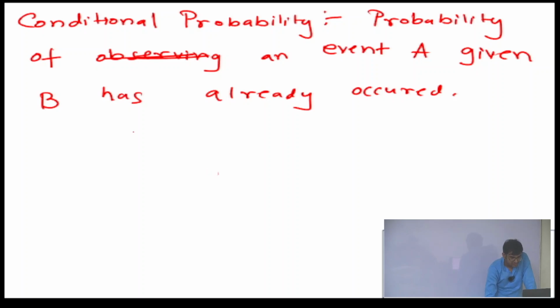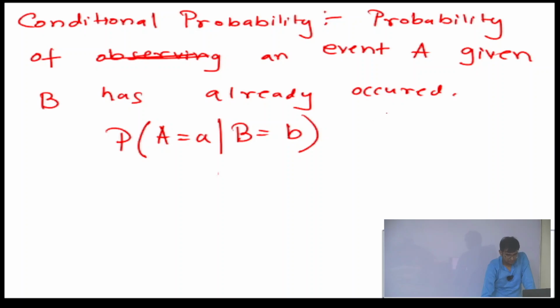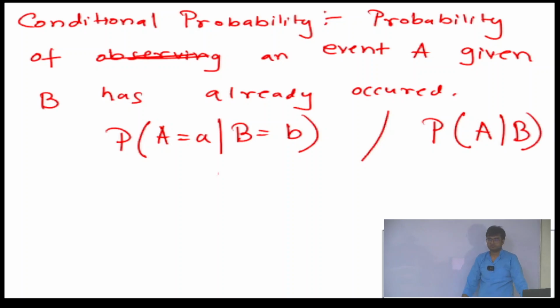And this is represented as probability A equal to A given B equal to B, but I will represent it as probability A given B. Okay. So, this vertical line is given. That is saying that whatever is on the right hand side of that vertical line has already occurred. Now, when I say something has already occurred, that means that is observed, that means that is deterministic because we have already observed it.